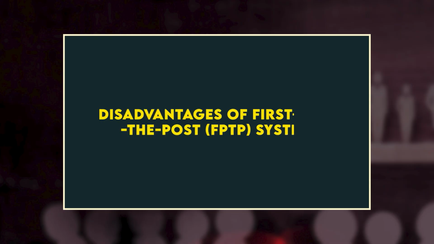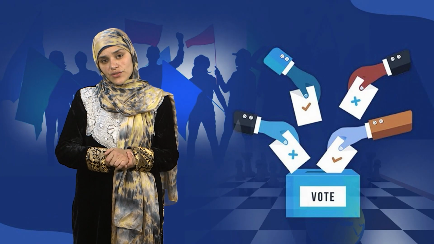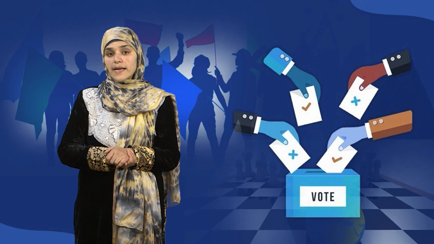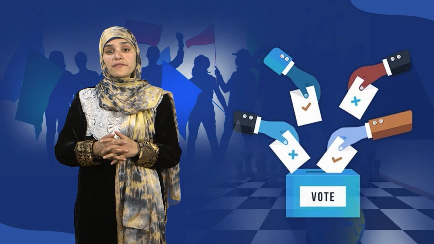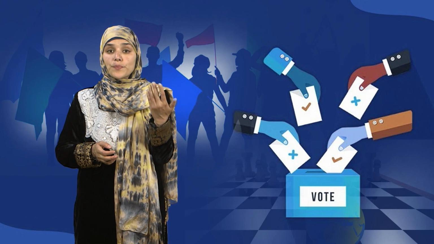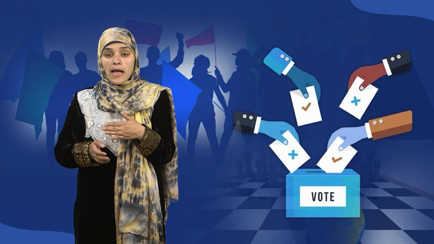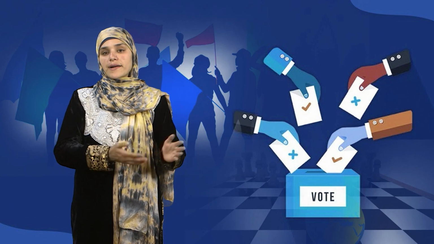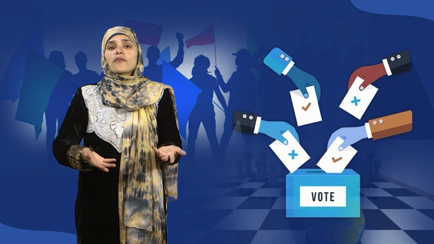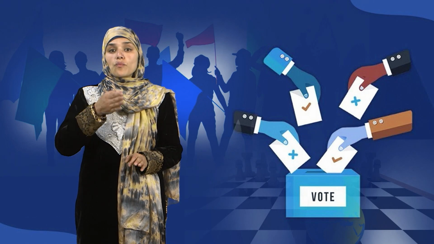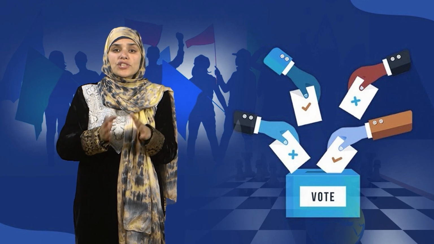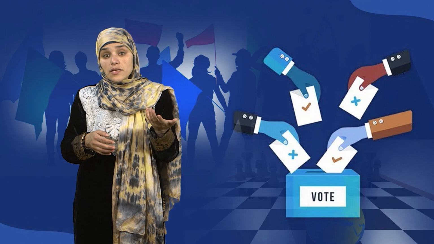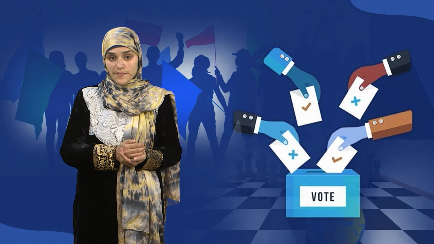Now, let's discuss the disadvantages of first past the post system. The first disadvantage is that there is limited proportionality. First past the post can result in a mismatch between the proportion of votes a party receives and the number of seats it wins in parliament. This can lead to a lack of proportionality, where smaller parties may be underrepresented or even shut out of parliament, while larger parties may be overrepresented.